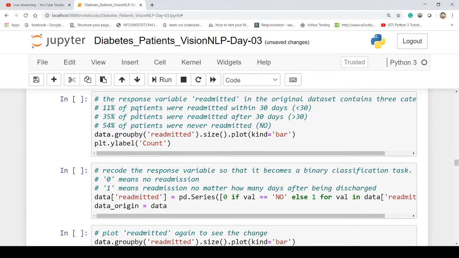Yeah, so here, like I was telling, the response variable readmitted in the original dataset contained three categories. One is 11% of patients, they were readmitted within 30 days, and the second one is they were readmitted after 30 days. The 54% of patients were never readmitted, right? So data dot group by. When we do group by, we are combining all this data together.